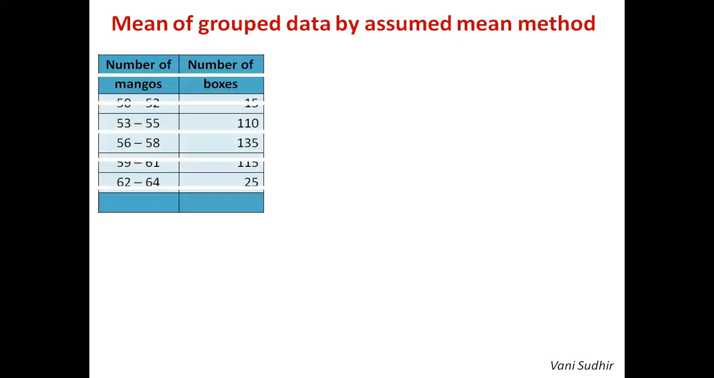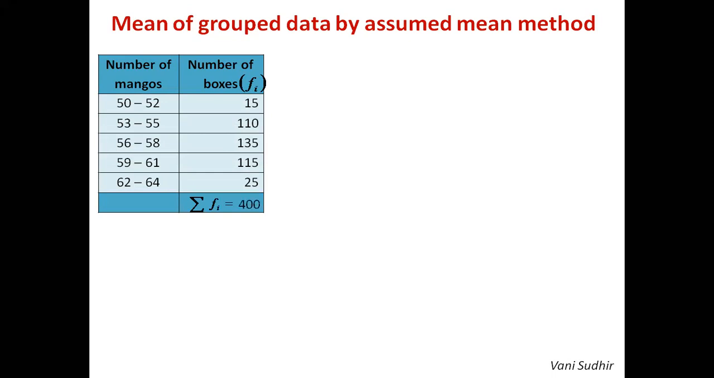Let us solve a problem to find the mean of group data by the assumed mean method. The following was the distribution of mangoes according to the number of boxes. That is, in 15 boxes there are 52 mangoes. In 110 boxes there are 53 to 55 mangoes, and so on. Total number of boxes is summation of fi, that is 400.